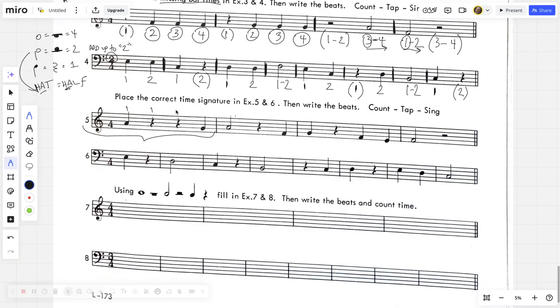If you wanted to do it this way, you could. This is a quarter rest, it gets 1. This is a quarter note, it gets 1. So if you add 1, 1, 1, and 1, you come up with 4. So now you know there's 4 beats before this bar line occurs.